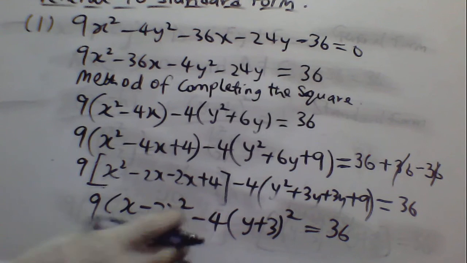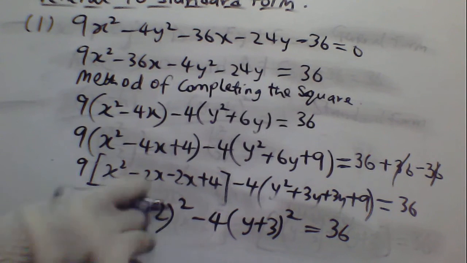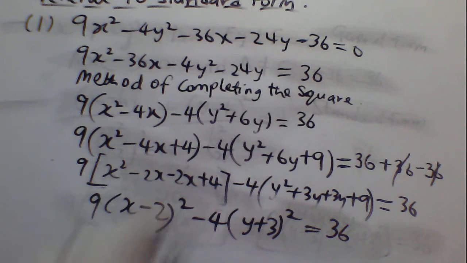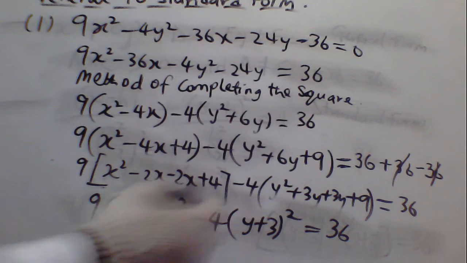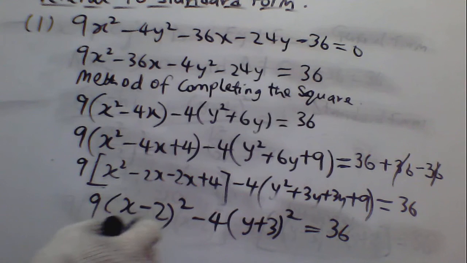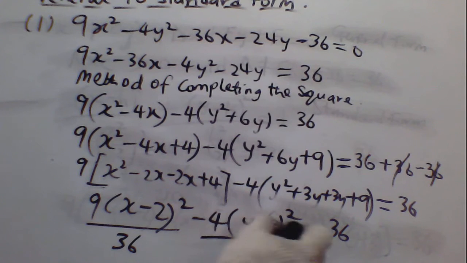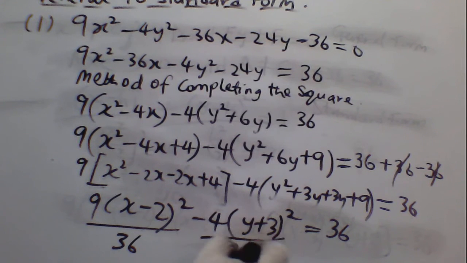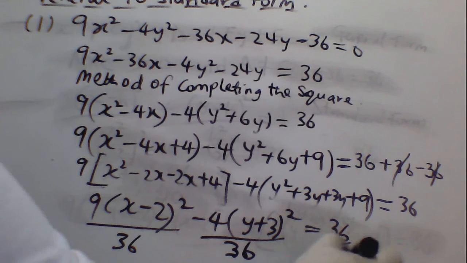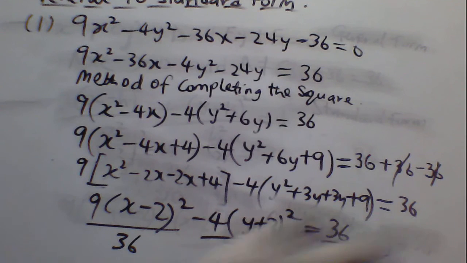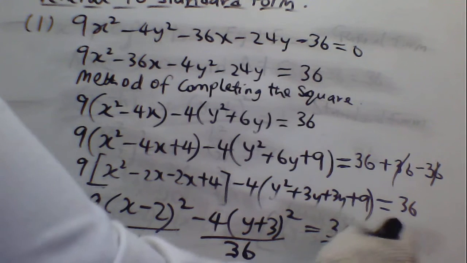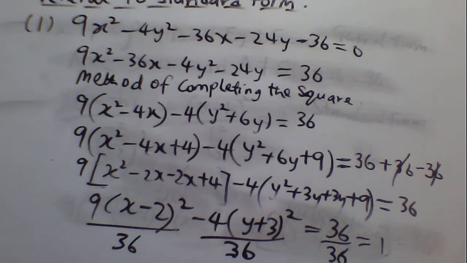When you get to this point, the next stage will be to divide both sides by 36. Divide both sides by 36. So this will give us this divided by 36 in order to convert to the standard form, because here it is always equal to 1. That is how the standard form looks like.